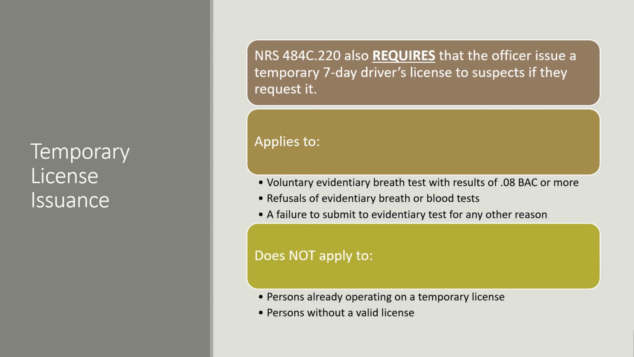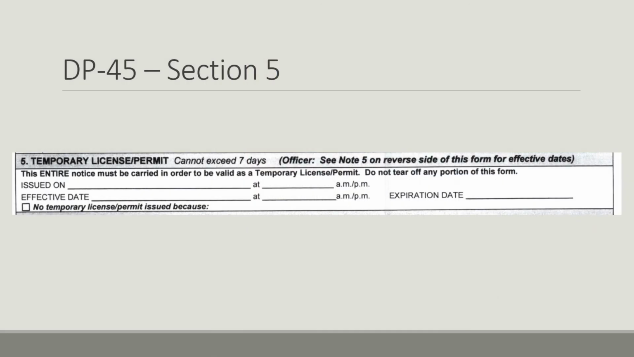So what does this temporary license look like? Well, it looks like this. This is Section 5 off of the DP-45 form, and although very short, it constitutes all that is needed to provide the DUI arrestee his or her 7-day temporary driver's license. When the officer fills out the date and time of issuance and the date and time of expiration, which is 7 days after the issuance, and then signs the form at the bottom where indicated, the license becomes valid for the DUI suspect for that period.